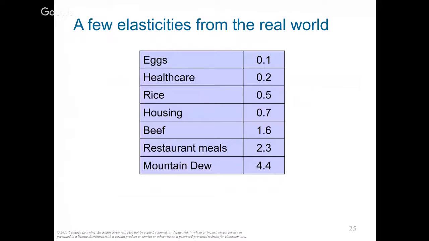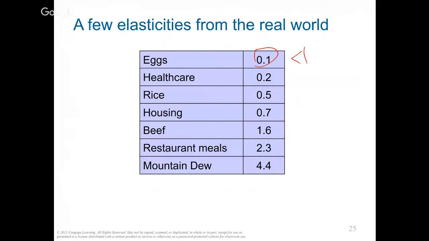All right, so here are some real examples in the world about elasticities. So first of all, eggs have very low elasticity, it's only 0.1. Remember, if it's less than 1, this is called inelastic. So eggs are very inelastic, and there are a couple reasons why that is. For one, eggs are not a luxury good; they're a necessity. We have to eat, and eggs are very nutritious.